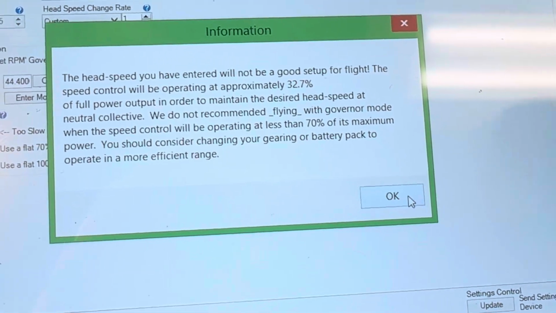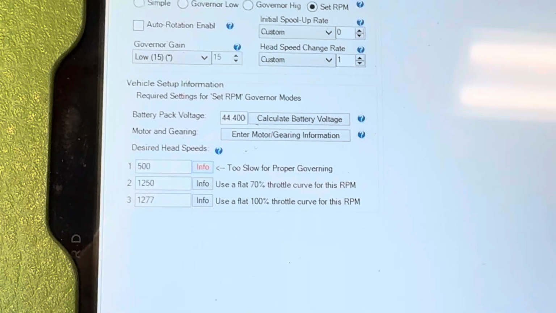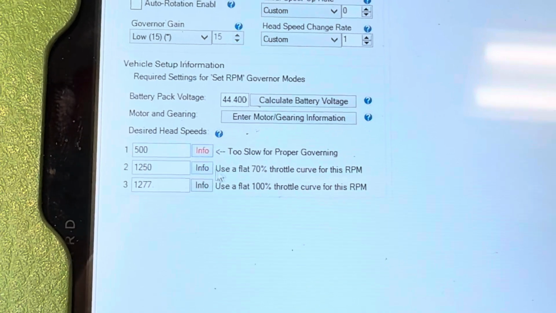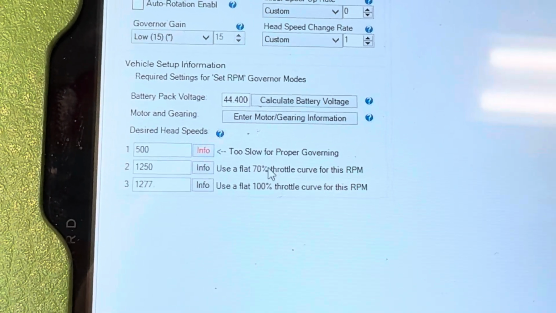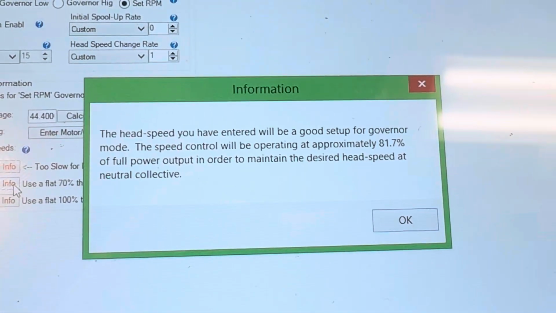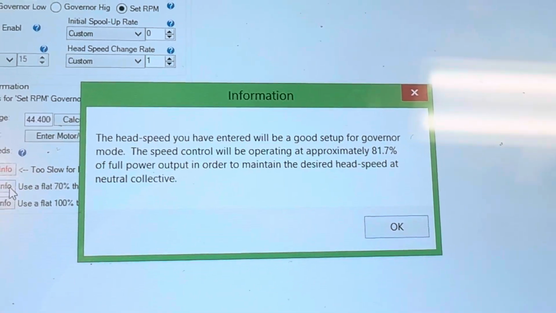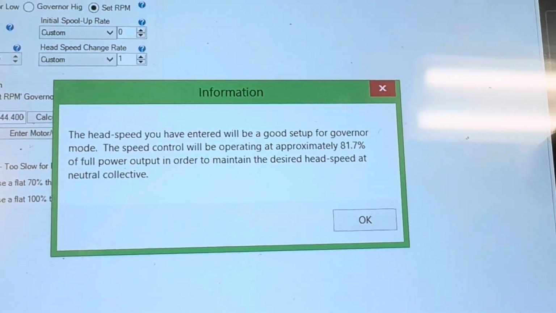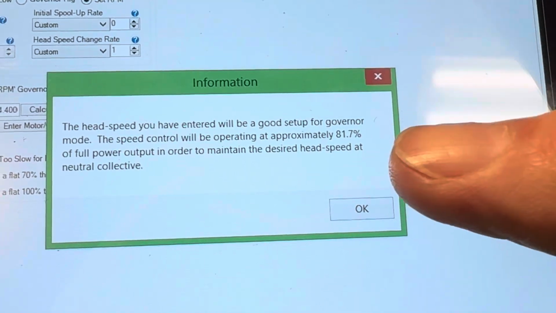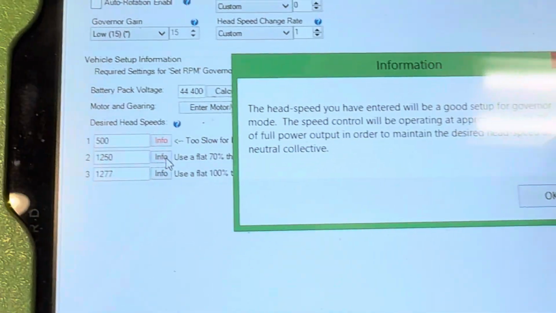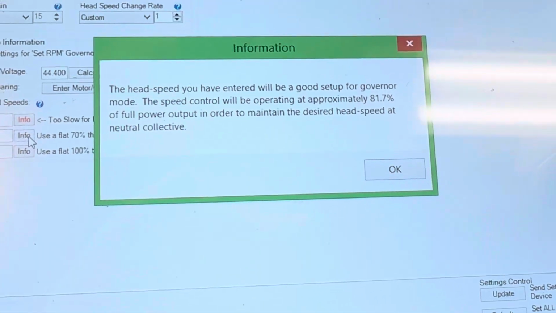So then I go over here, I press OK. Then in my idle up two position on my switch, I have it at a flat 70% throttle curve. And I have 1,250 RPM at that point. And this will come up, and it says approximately 80.7% of the throttle output. So that's basically what my throttle percent is, 81.7%. And it adjusts up and down to keep that 1,250 RPM. Does that make sense? Clear as mud? Yeah. Okay. So then we take that off.